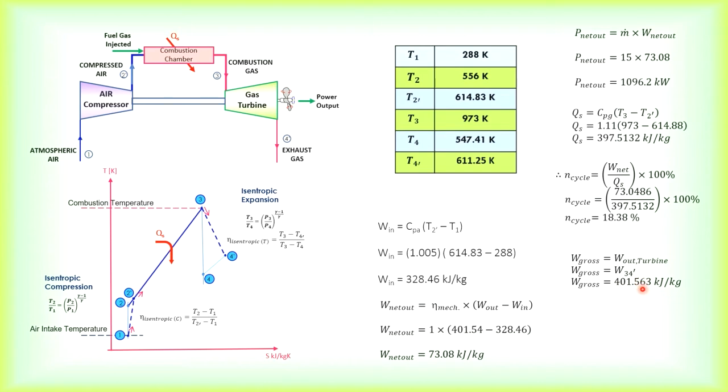So this will be 401.563, which is the work output of the turbine. The work ratio is usually defined as net work out over gross work of expansion. You can see the work ratio is very low, only 0.18.